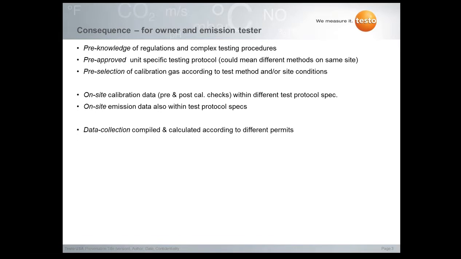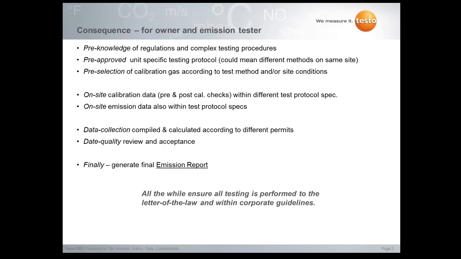Once the tester or the owner is on site, you're going to have to get this pre and post calibration data. They call them pre and post cal checks, and they may be within different test protocol specifications. Then you collect the on-site emission data, all within the specification of the protocol. Now you've got a lot of data collected, compiled according to different permits, that has to go through a review and acceptance process, and finally you get an emissions report.